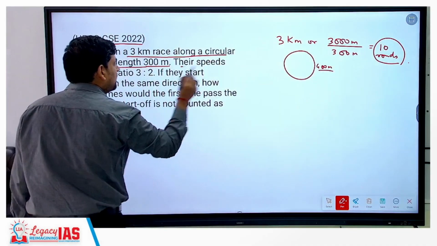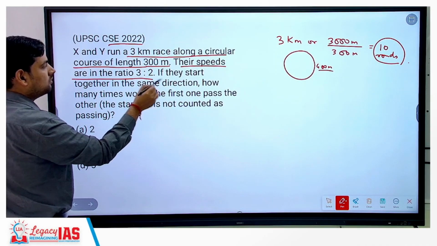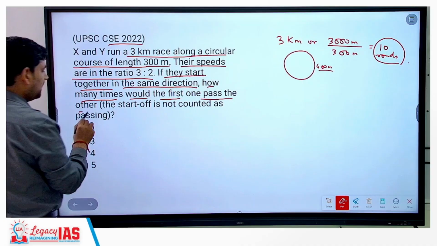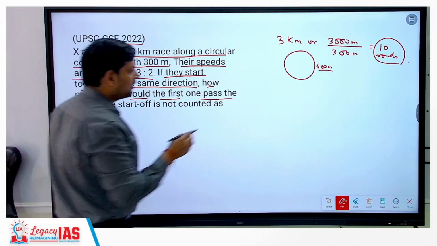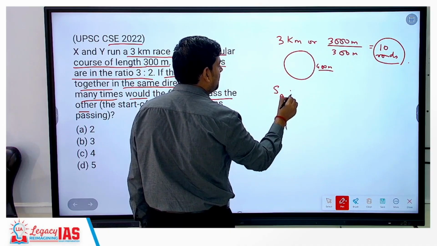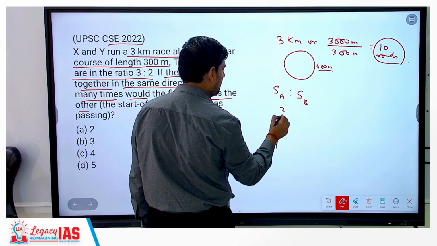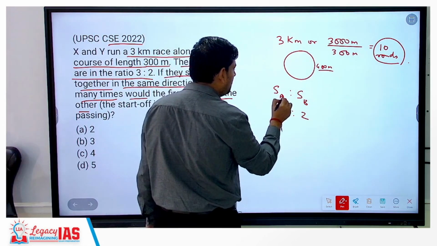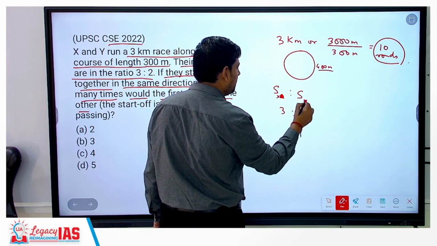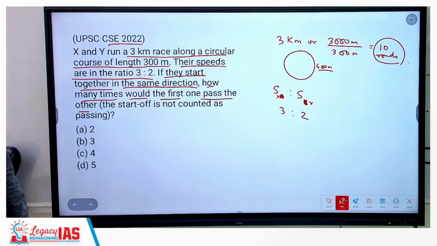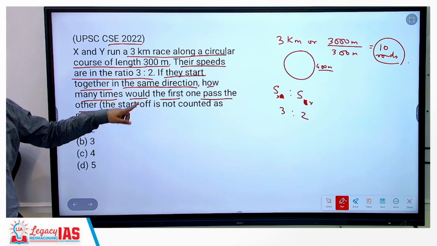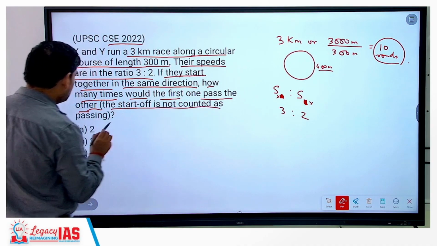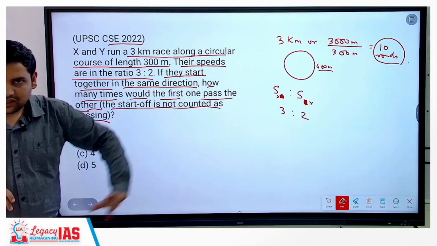Now next, their speeds are in the ratio 3:2. If they start together in the same direction, how many times would the first one pass the other? So their speeds are given. Speed of X and speed of Y is given as 3:2. Now how many times would the first one pass the other, that is, they meet. The start is not counted as passing. At the start, whatever is there, that is not counted as passing.